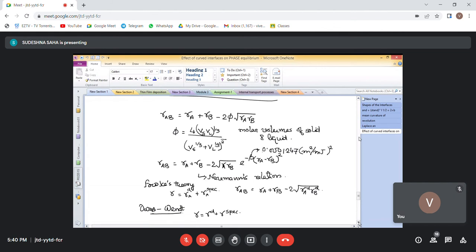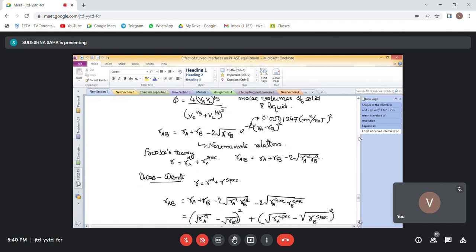Then Fowkes comes in and says the surface tension has two separate parts. One is the dispersion part, and another one is the specific part. So the total surface tension is actually the summation of the dispersion as well as the specific part. And he has given this equation to calculate the interfacial tension: gamma AB equals gamma A plus gamma B minus 2 square root of gamma A D, that is the dispersion part of gamma A, and gamma B D. Okay, so that is all again the dispersion part.